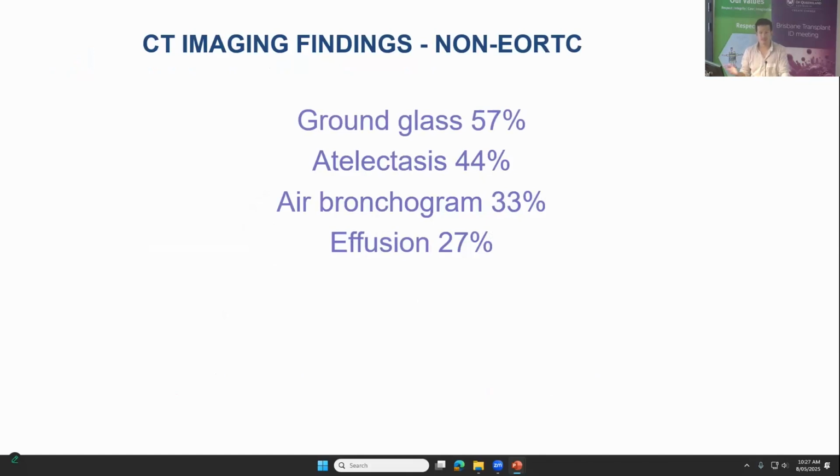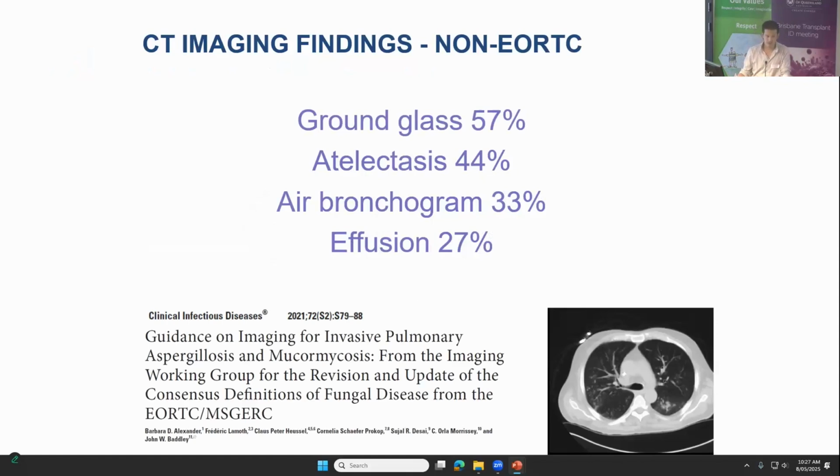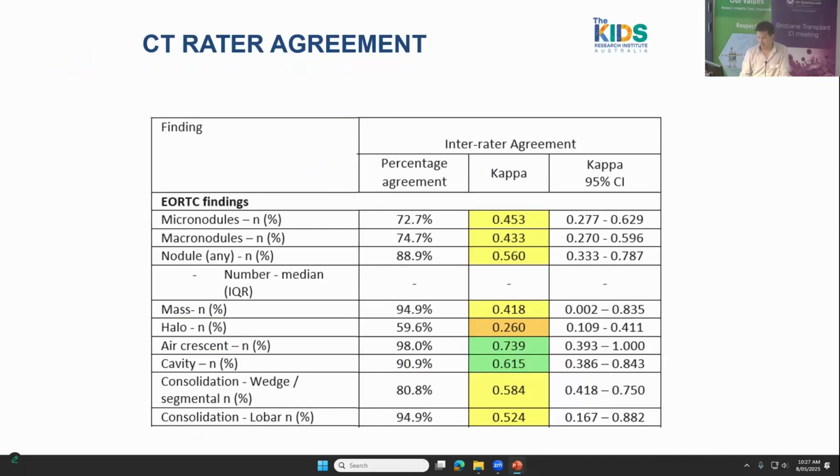Interestingly, when we looked at a variety of other features, we found there was a range of other findings present in this setting of confirmed primary mold infection, including granuloma, atelectasis, and effusion. This is consistent with what the EORTC group saw in predominantly adult literature when they went to revise the definitions, although they felt none of these findings were specific enough to include in the research definition. So that remains those previous features.